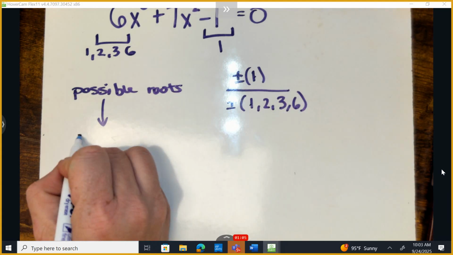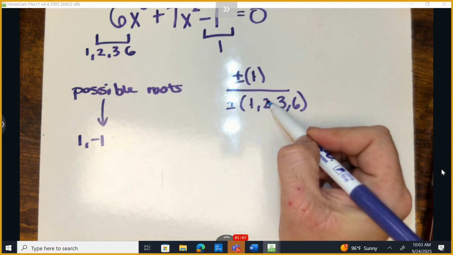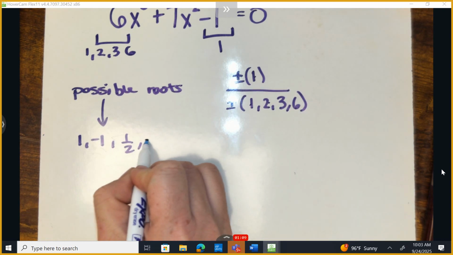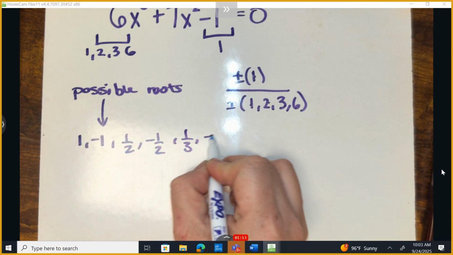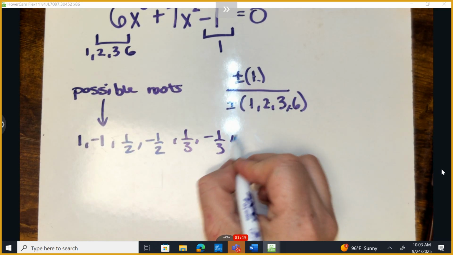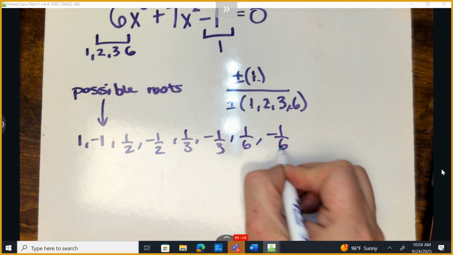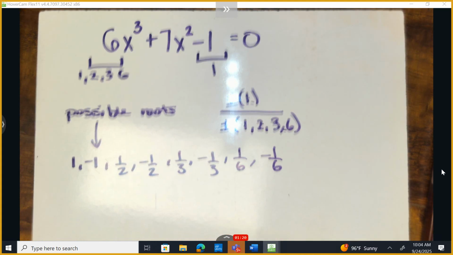1 over 1, it could be 1 or negative 1. It could be 1/2 or negative 1/2. It could be 1/3 or negative 1/3. And it could be 1/6 or negative 1/6. At this point, we are only working with real roots.